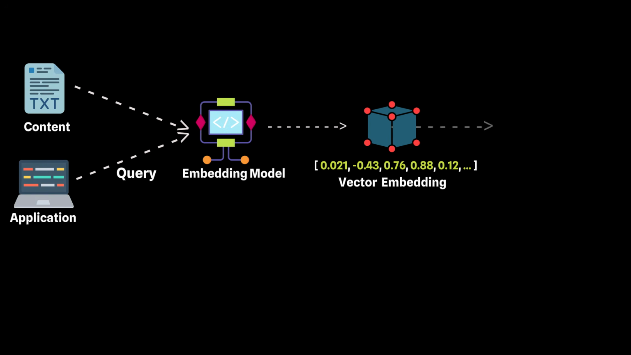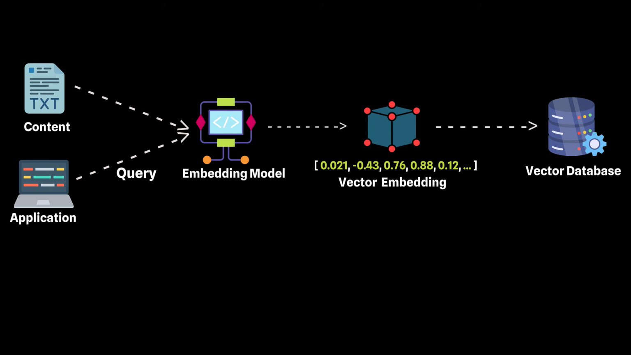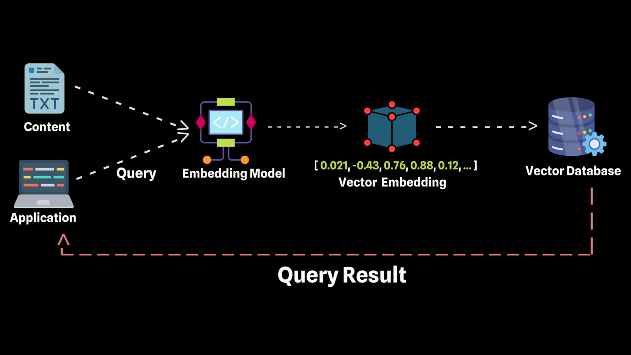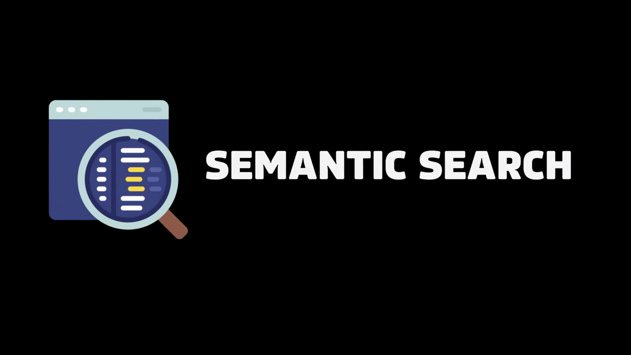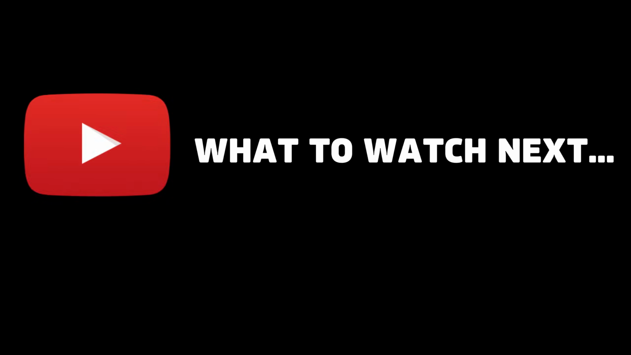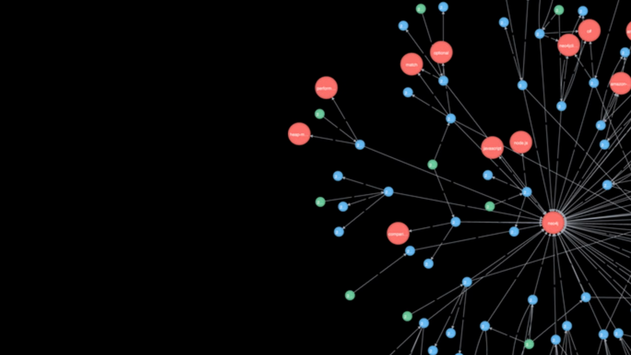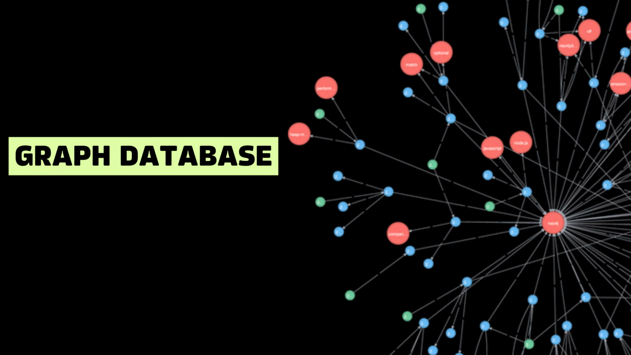LLM-powered apps don't just retrieve data, they retrieve context. When a user asks a question, the system converts that question into a vector, searches for the most semantically similar pieces of information, and feeds those results back into the model. That's how features like semantic search and recommendation systems work. And once meaning and similarity matter, relationships between data points also become important, which brings us to graph databases.